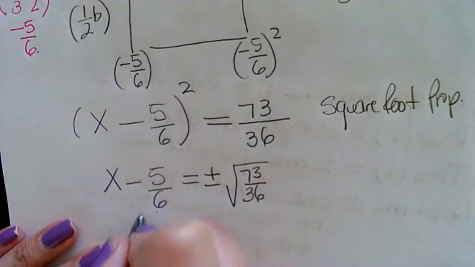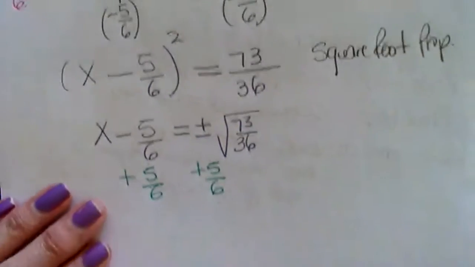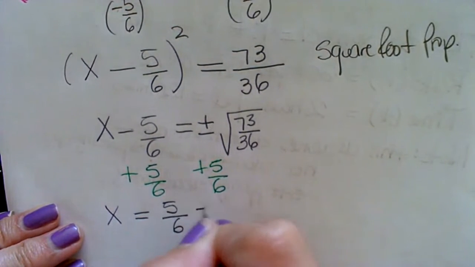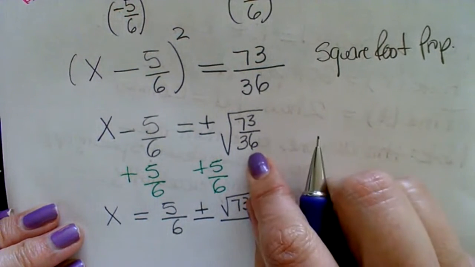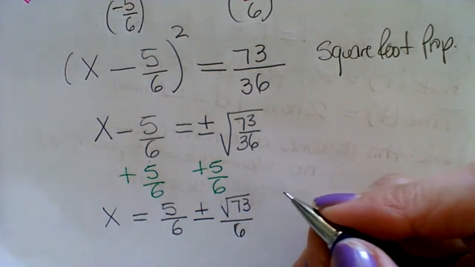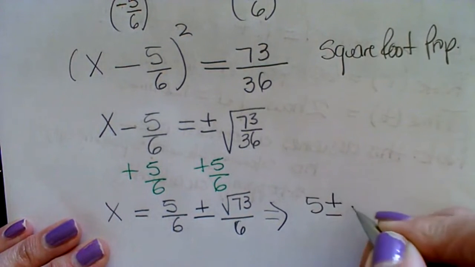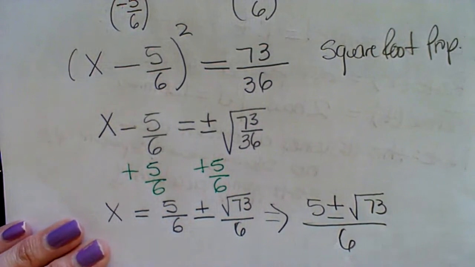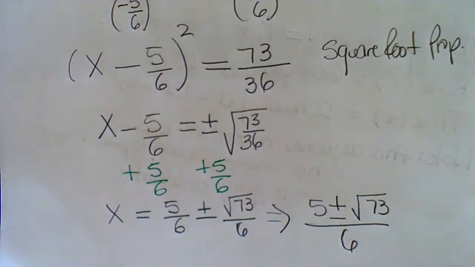Let's add 5 over 6. So this is going to be 5 over 6 plus and minus the square root of 73 over, what's the square root of 36? It's 6. So what do we see there? That we can write this down as 5 plus and minus the square root of 73 over 6. Okay? I have more exercises that we could do.